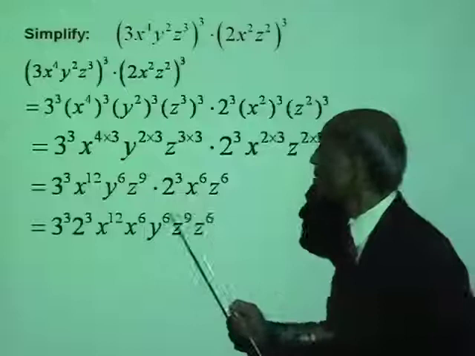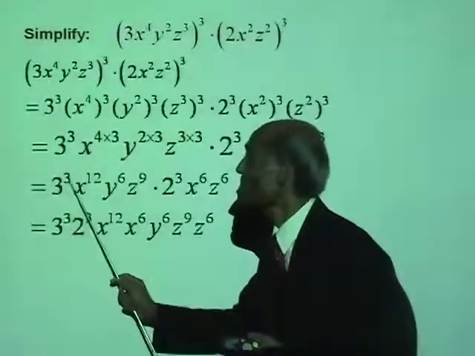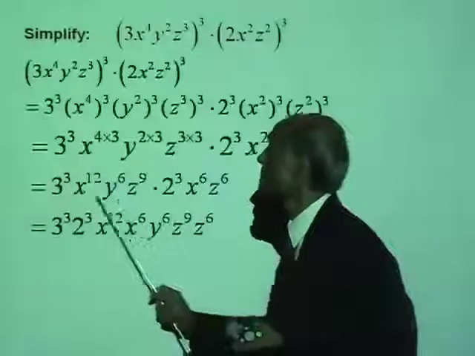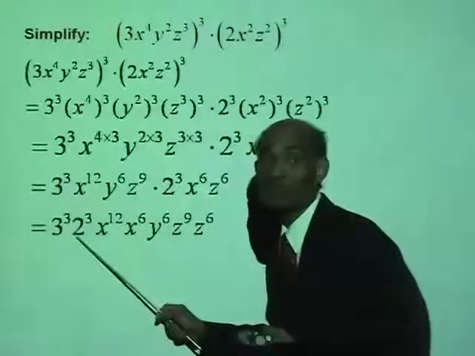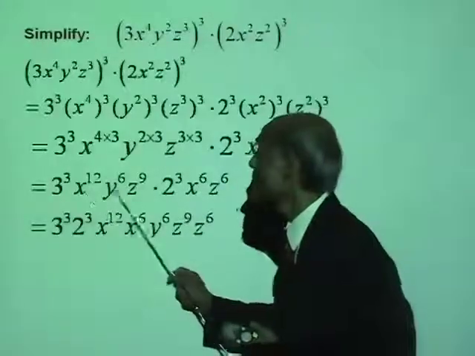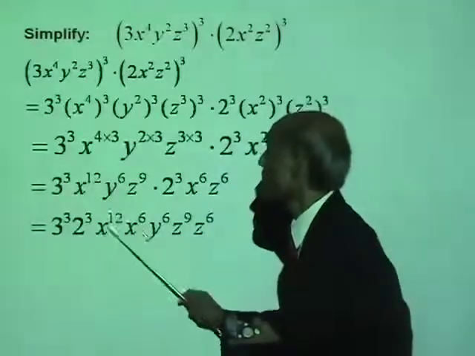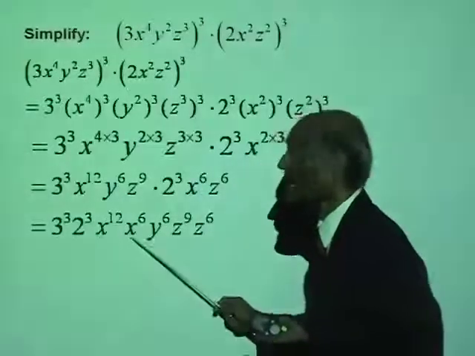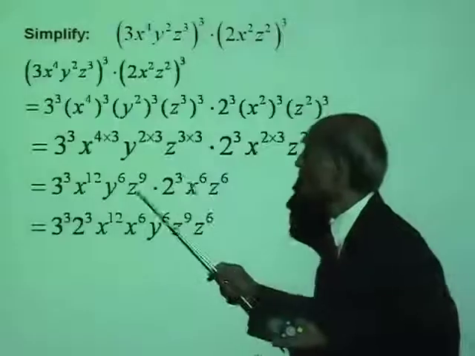Combine like terms. Look at that. Write the numbers first: 3 to the power of 3 times 2 to the power of 3. They are both numbers. And then write numbers with the same bases together: x to the power of 12 times x to the power of 6. They are like terms.